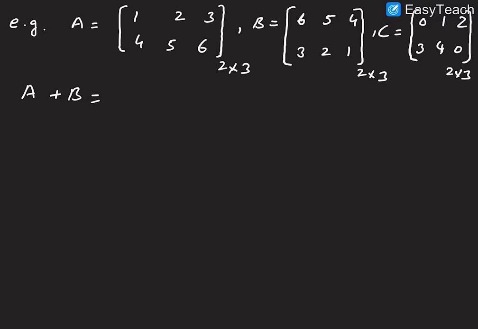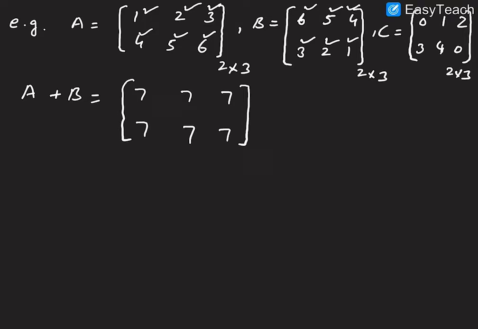So what is A plus B? 1 plus 6, I am writing directly, 7. 2 plus 5, 7. 3 plus 4, 7. 4 plus 3, again 7 here. 5 plus 2, 7. And 6 plus 1 is also 7. So this is A plus B.